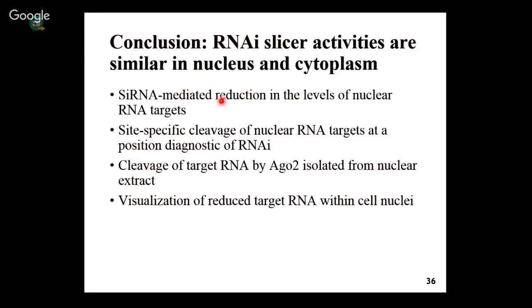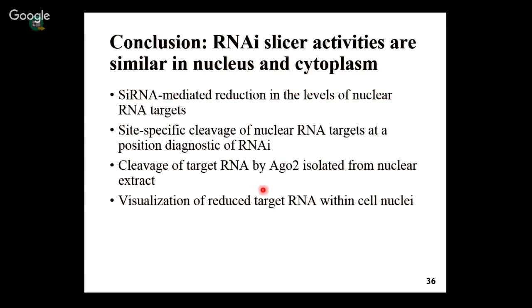There is several evidence to support the idea that RNA slicer activities are similar in the nucleus and cytoplasm. First, they quantify the RNA that were present in the nucleus and treat them with siRNA. The result shows that after the siRNA treatment, the nuclear RNA are reduced. And then they perform a 5' RACE assay, in which they predict the RNA cleavage site. And as they expected, the RNA cleavage products are produced as expected.